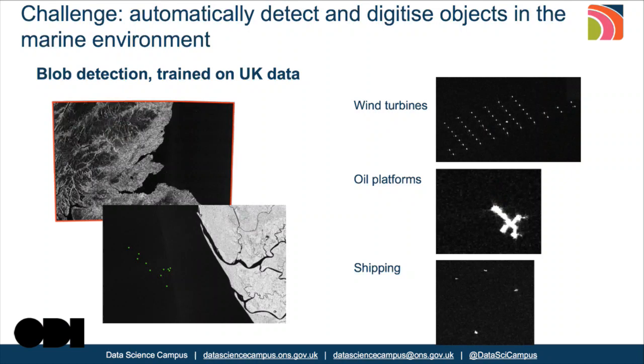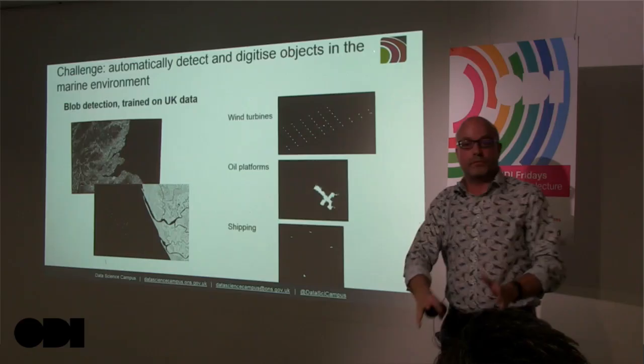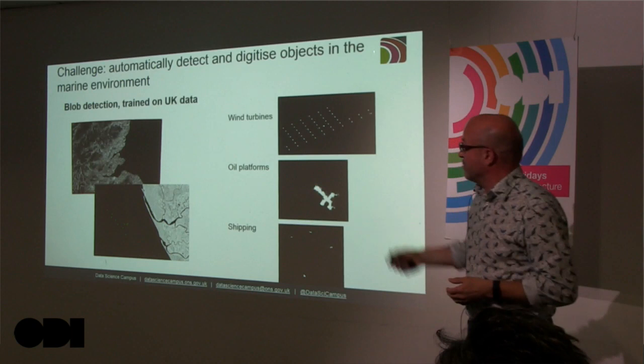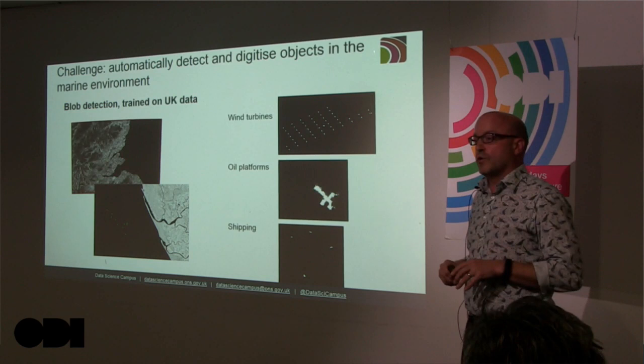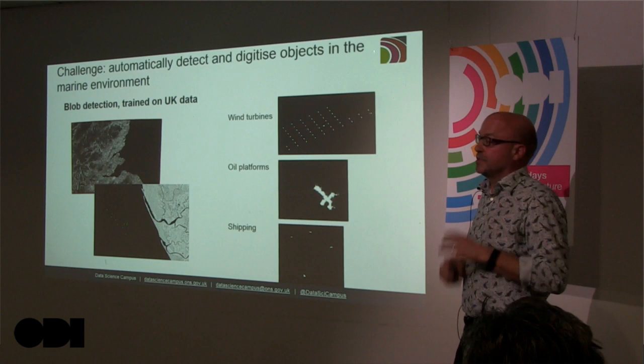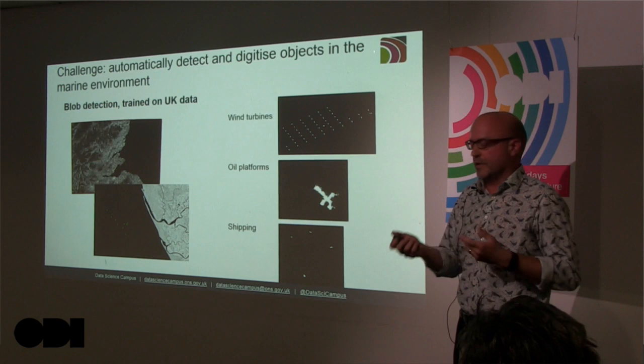To cut a very short story even shorter, within three months and with some mentoring support from our group, the Hydrographic Office managed to train a model based on an area where they had data to build the model against, in this case radar data. They used it to identify things like wind turbine arrays, oil platforms, shipping and so on from satellite imagery, and produce that worldwide, which enables them to have an updated map as regularly as they get the satellite imagery. And there's a lot of satellite imagery out there, so you can do that daily if you want to, or even more regularly.